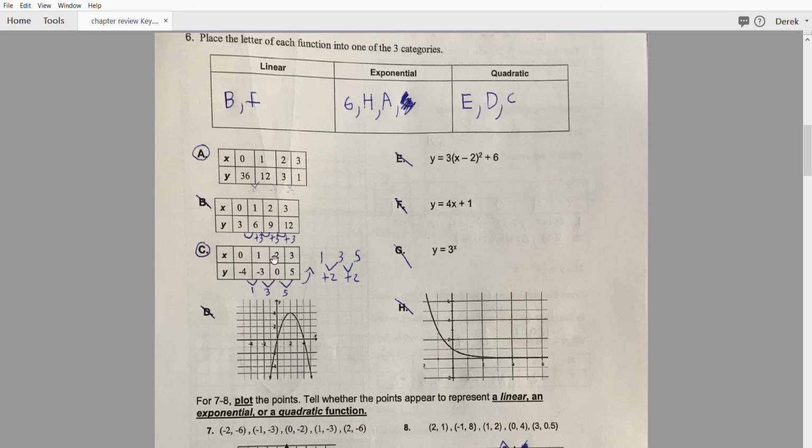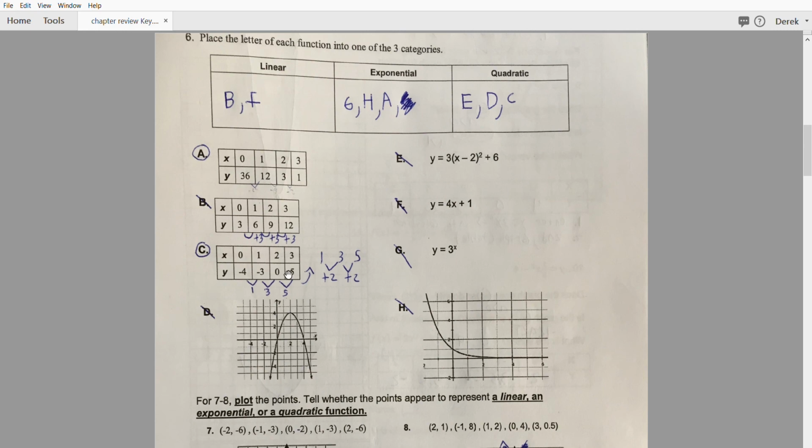So if we're looking at C here, we saw it goes from negative 4 to negative 3. Then it goes from negative 3 to 0 and 0 to 5. Right away, you may think exponential since the numbers we're adding in between are growing at a faster rate. But remember, one of the ways to tell if it's quadratic is that second difference. So we see from negative 4 to negative 3, we increase 1.